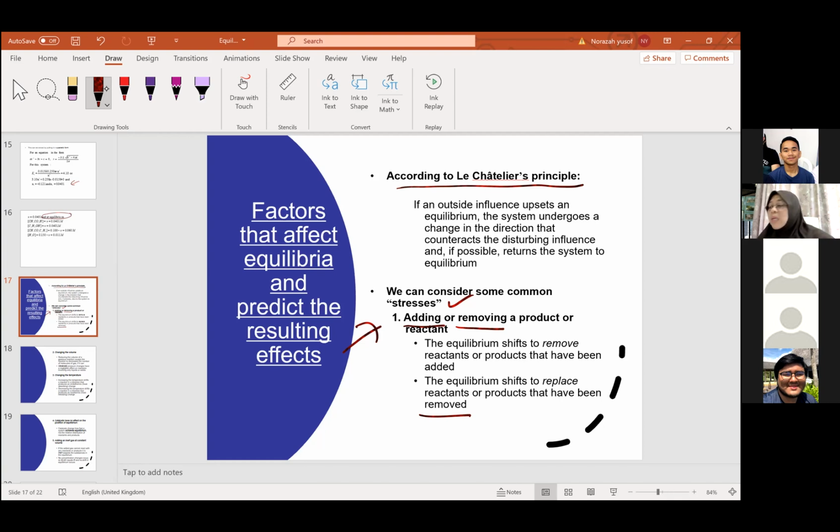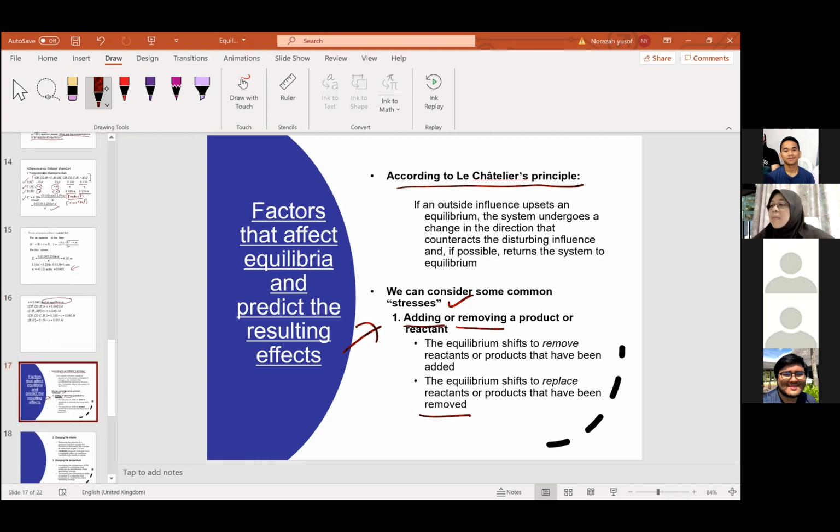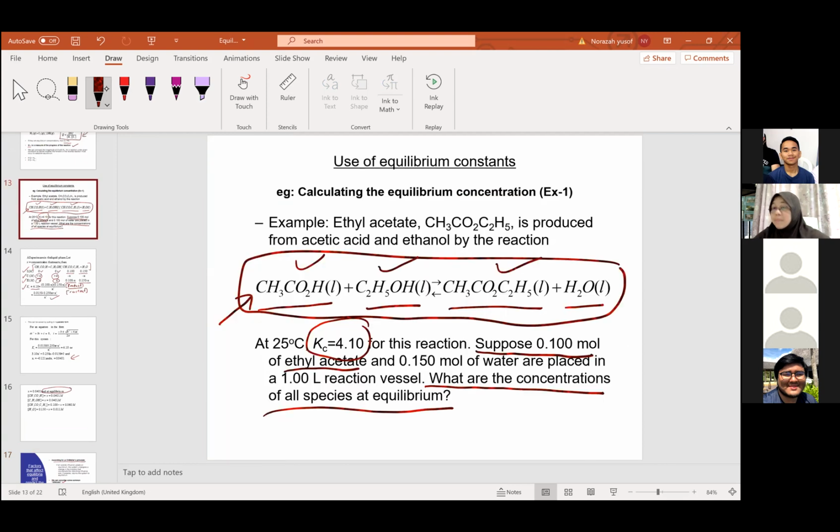So the equilibrium will be shifted. The word is very important. Equilibrium will be shifted to the left or to the right, depending on the situation. Now if you look at this reaction, I'm talking about the forward reaction. Let's say I put more ethanol into the system. What happens to the shifting of the equilibrium? Will it shift to the right or to the left?